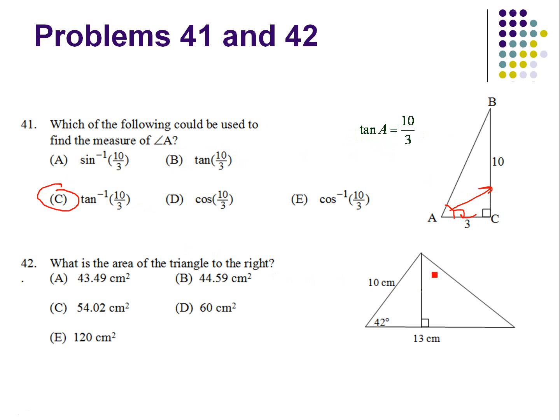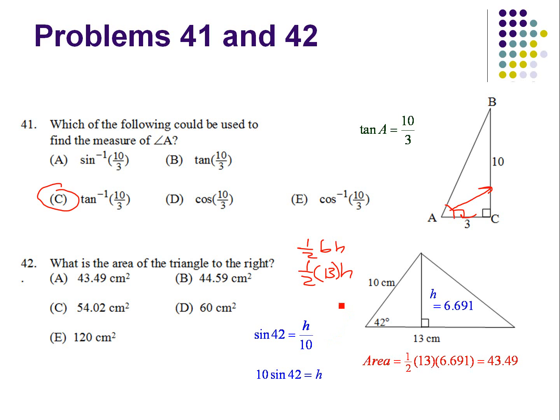To find the area of this triangle, I need 1/2 base times height. While my base is 13, I need to figure out what the height is. So I'm going to use this side here. Here's the height. This side, I've got the hypotenuse of the right triangle. So I can do sine of 42 equals h over 10. Solving for h, I get h is equal to 6.691. Then I do 1/2 base times height, and I got 43.49. So that answer was A.